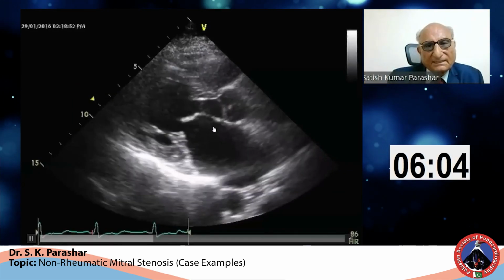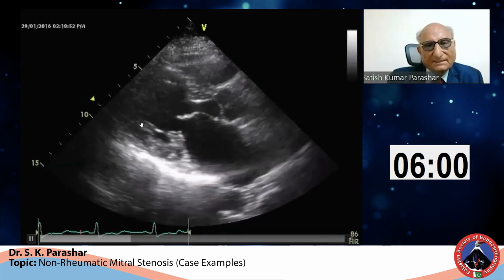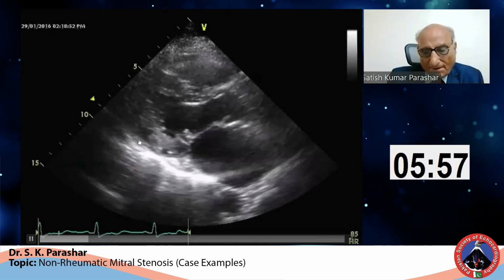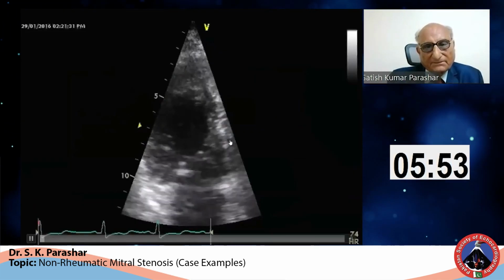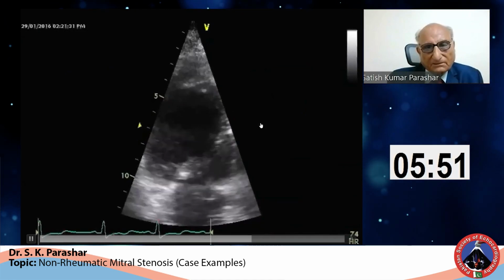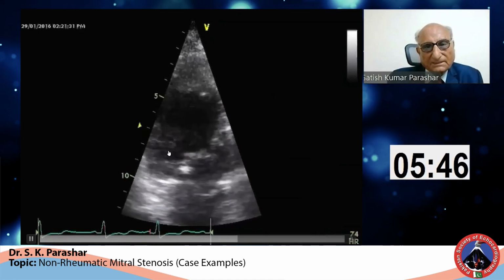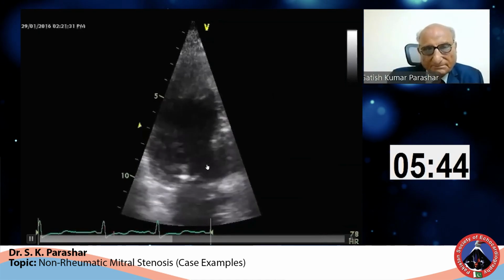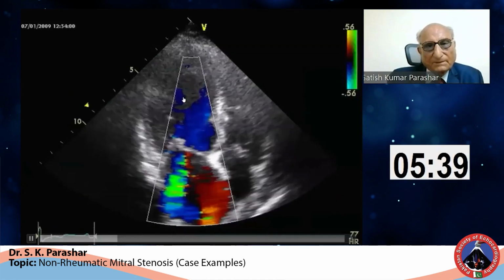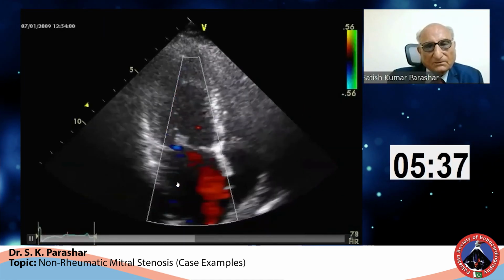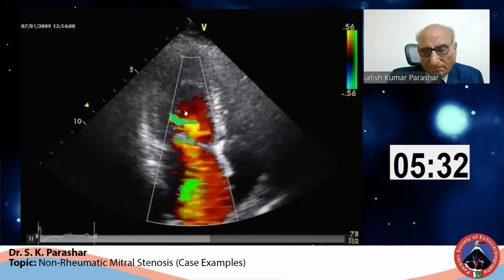Now, as you see, there are definitely signs of mitral stenosis present in the form of doming, thickening, and all other features. But one point in the next slide gives us an indication that we are not dealing with a rheumatic mitral stenosis, and we'll come to why we are not dealing with a rheumatic mitral stenosis despite all the other signs. And you see in the color flow mapping, there was a significant stenosis and a regurgitation. Now, why was this not a rheumatic stenosis?